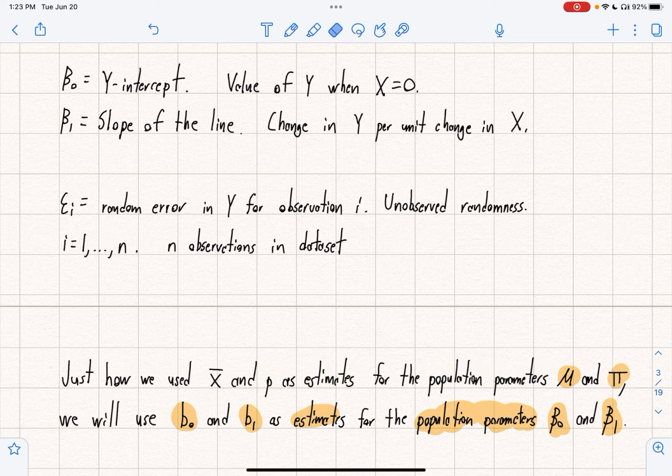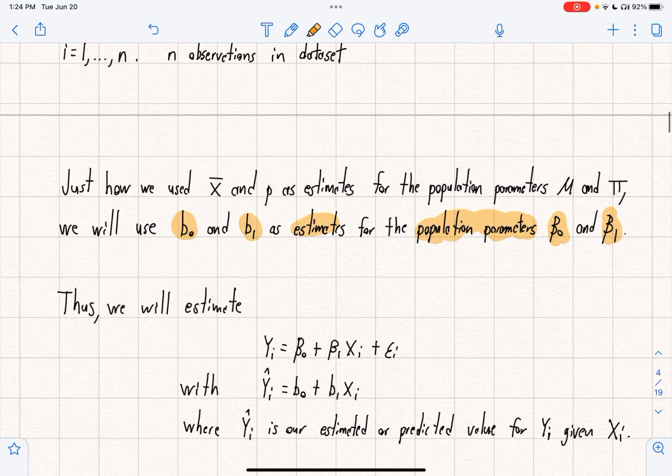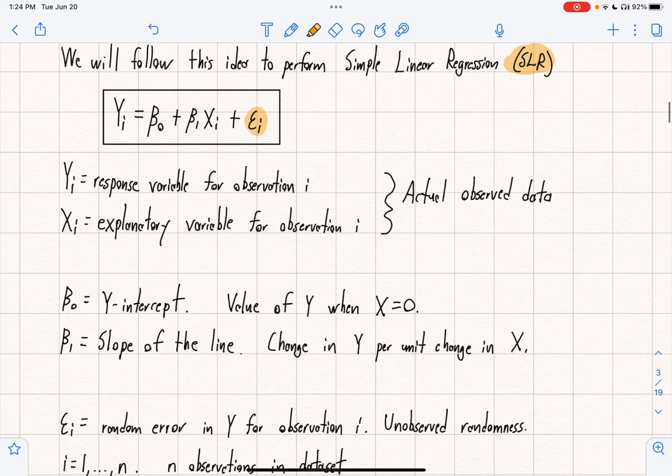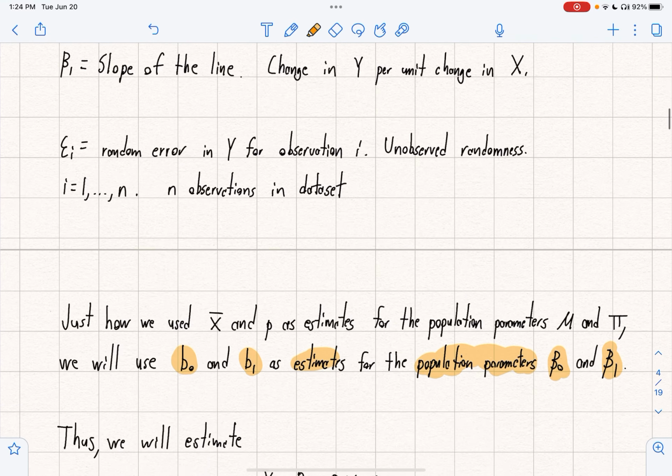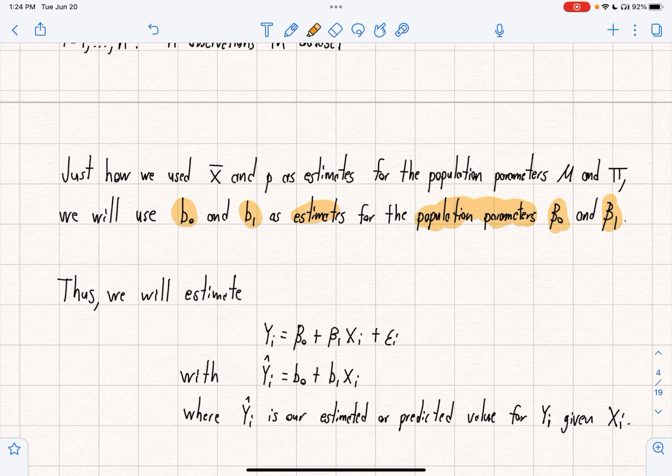So when we think about the true relationship between x and y, that relationship is explained by the beta parameters, beta naught and beta 1. But whenever we get an actual set of data and we try to estimate those things, we're going to call them b naught and b1. So thus, our equation that we're trying to estimate, this is the same equation as above. Our actual value of y will be explained by some population intercept plus population slope times the explanatory variable plus the true randomness in the population that we can't account for.